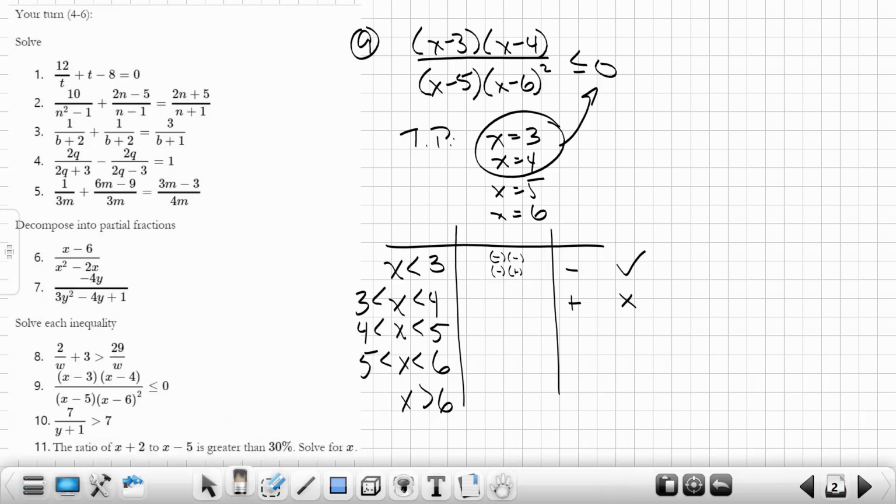Between 4 and 5, I get positive, positive, negative, positive. That makes a negative. That does work. Between 5 and 6, I'll get positive, positive, positive, positive. That makes positive. That doesn't work.